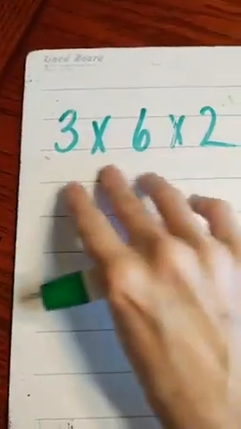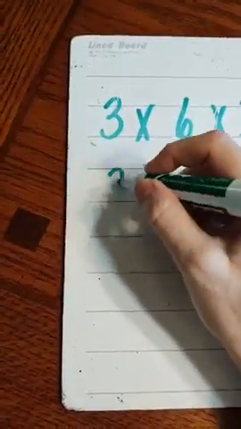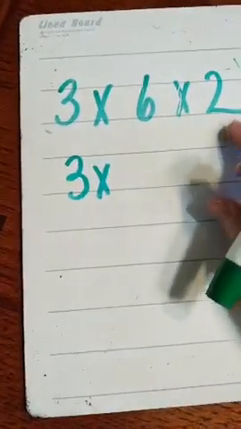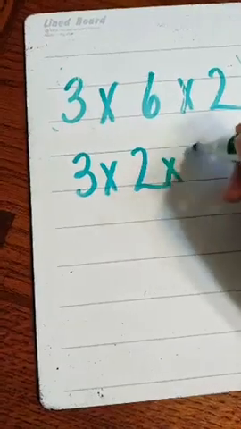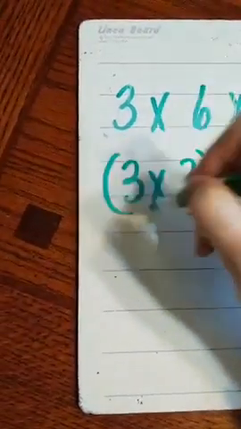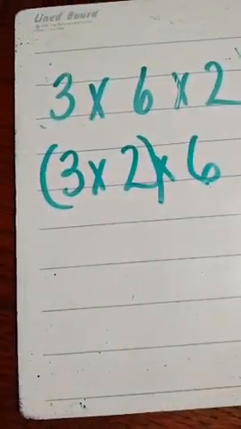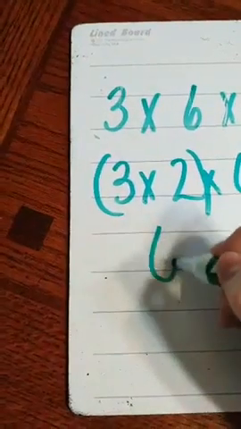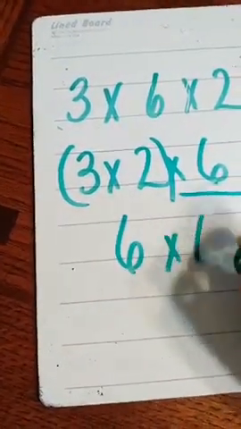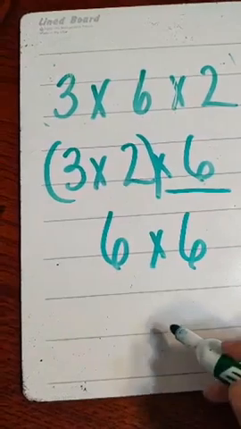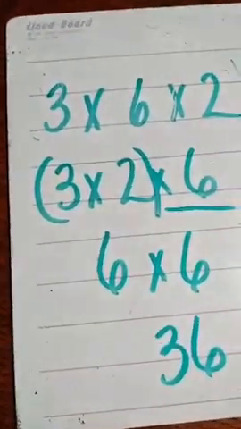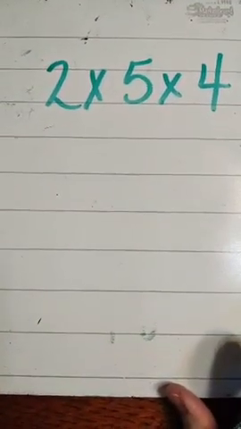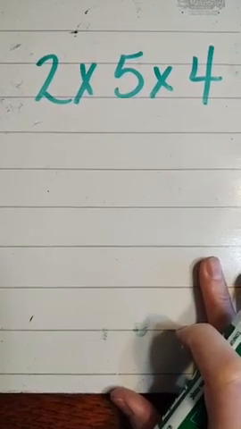Okay, so the commutative property of multiplication says we can move these numbers into any order we want and then you get the same answer. So what I'm going to do is I'm going to move my smallest next to each other and then put them in parentheses. 3 times 2? 6. We still got to use this. 6 times 6? You got it. 36.